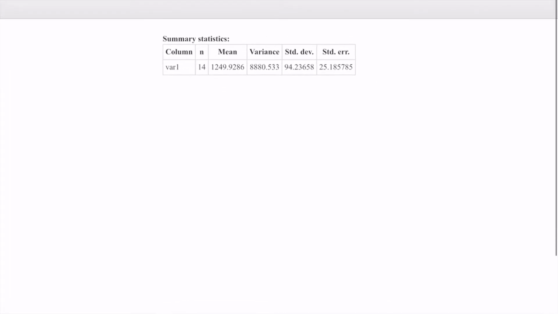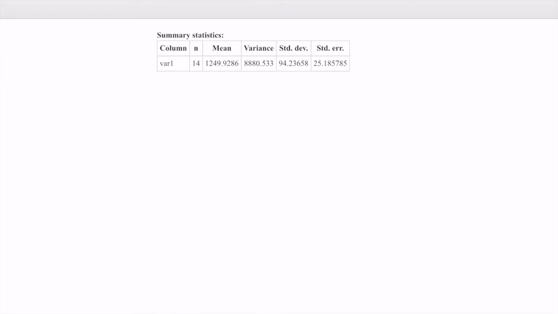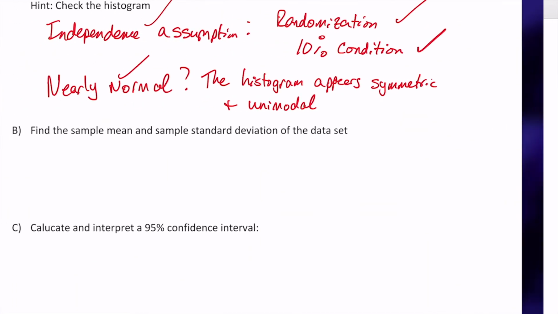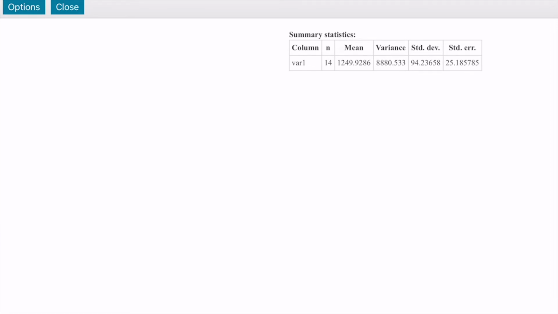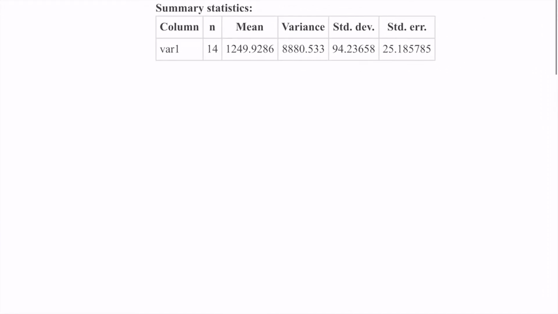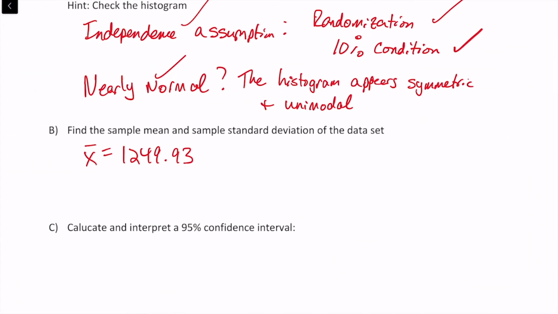The mean to 2 decimal places is 1249.93. Let's write that down. So x bar is 1249.93. And the standard deviation, s, the sample standard deviation, is 94.23. So if a question asks you how to find the mean and standard deviation, that's how you do it.